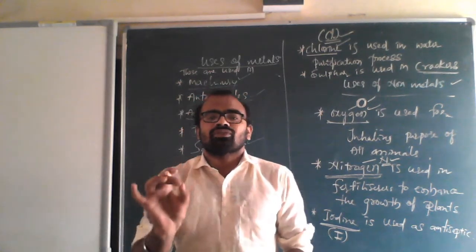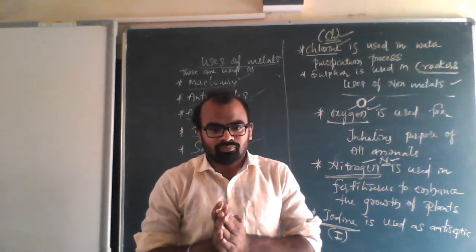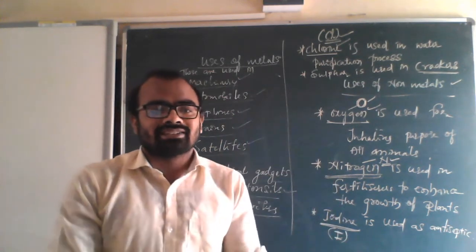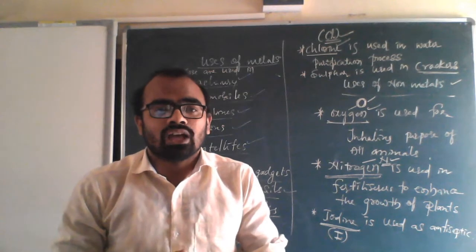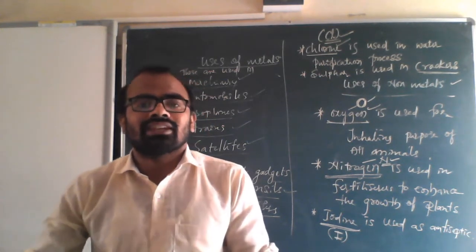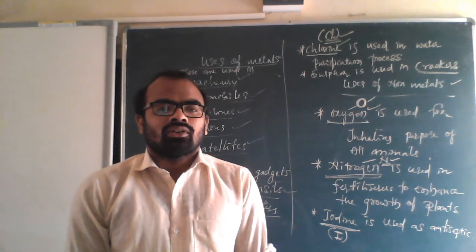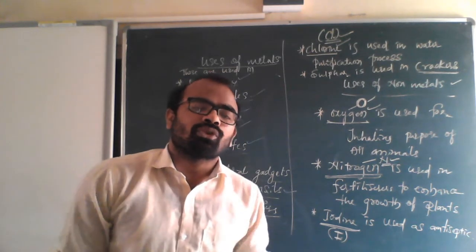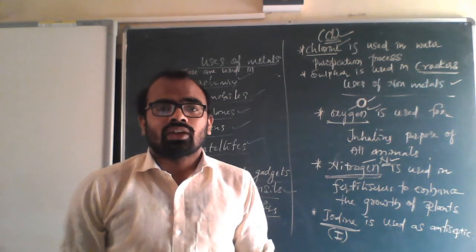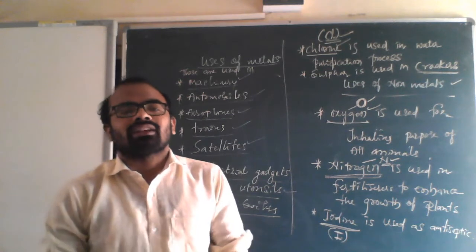Which non-metal is used in fertilizers? You should answer it as nitrogen. Which non-metal is used as an antiseptic? You should answer it as iodine. Or, dash non-metal is used for the inhaling purpose of all animals. Oxygen. Dash is used in the water purification process. Chlorine. And dash is used in crackers. Sulfur. Sulfur is a non-metal that is used in crackers.